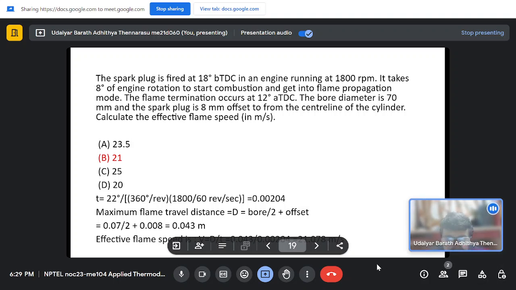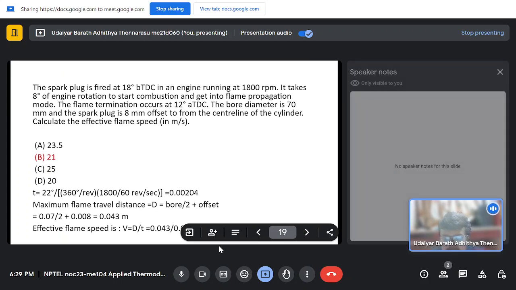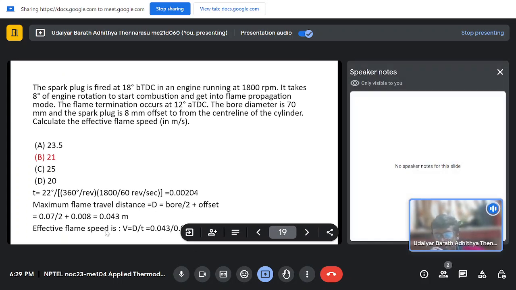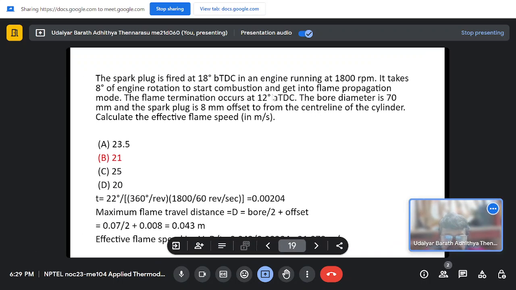So this gives me effective flame speed as velocity is distance by time. So 0.043 divided by 0.00204, this will give me 21 meters per second. So the answer is option B, 21 meters per second.